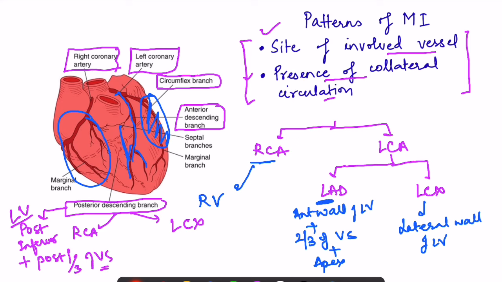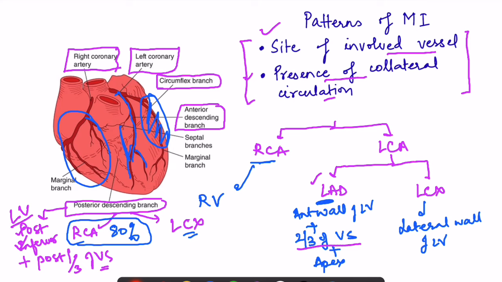Okay, here we have seen the anterior 2/3 of the ventricular septum is supplied by the left anterior descending branch. This posterior descending branch is supplying the posterior part of the left ventricle, inferior part of the left ventricle, and posterior 1/3 of the ventricular septum. Now, 80% of the times this branch is arising from the right coronary artery. 20% of the times it arises from the left circumflex artery.